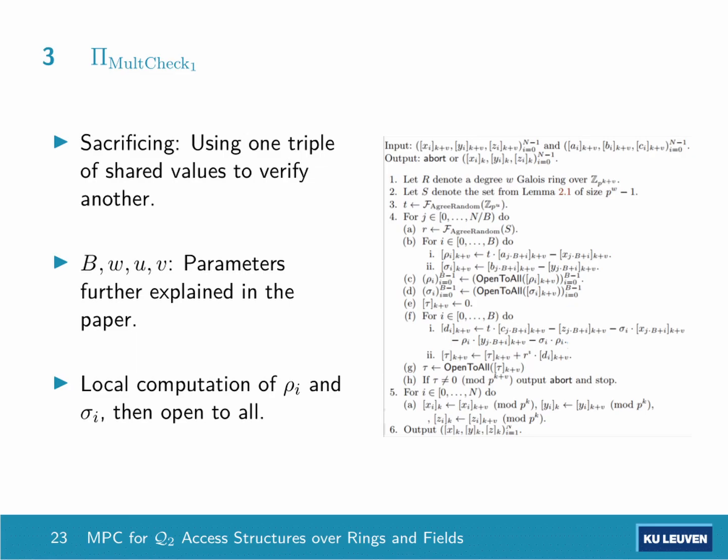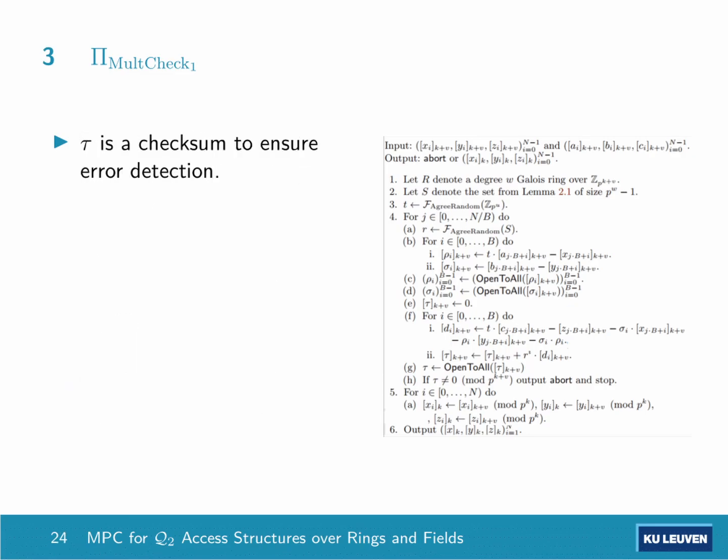As all players now have their own sharing and the open values rho and sigma, they can locally compute a sharing of d, di, and use the random value r to compute a local sharing of tau as r times di. Here tau is used wholly as a sort of checksum to ensure that no errors have been introduced to either the triples or the protocol. And so we have shown that xi modulo p to the k plus v times yi modulo p to the k plus v is indeed zi modulo p to the k plus v. And by reducing this result modulo p to the k, we obtain a secure triple usable in the protocols that we will be using.